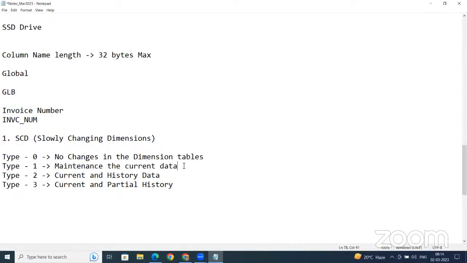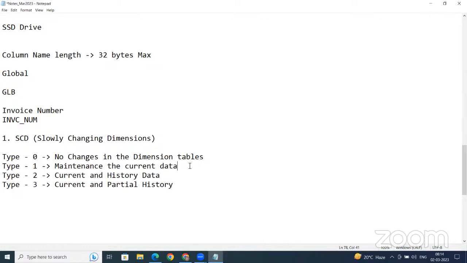Type 1 means over a period of time, data will change, right? So when the data is changed, we need to update the dimension table. So for example, customer database. Here in the customer database, addresses will change, right? So we have to update with the latest information. So that is type 1.